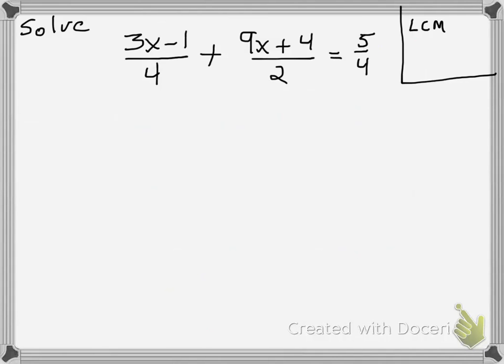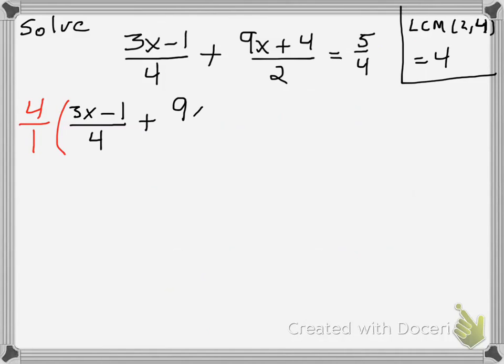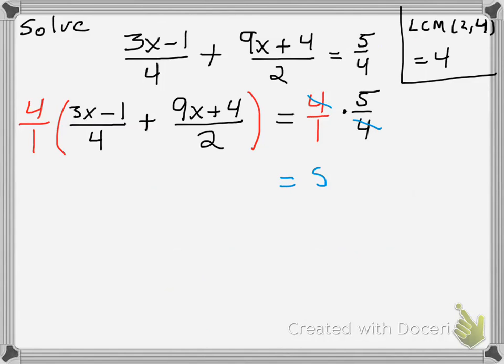Again, what we'd like to do is to clear the fractions. So we have denominators of 4, 2, and 4. So the least common multiple is going to be 4. So what we'll do is multiply both sides of the equation by 4 over 1 to clear the fractions. And on the right-hand side, I'm going to go ahead and simplify that because there's not a whole lot to do on the right-hand side. The 4s will cancel and we'll just be left with 5.